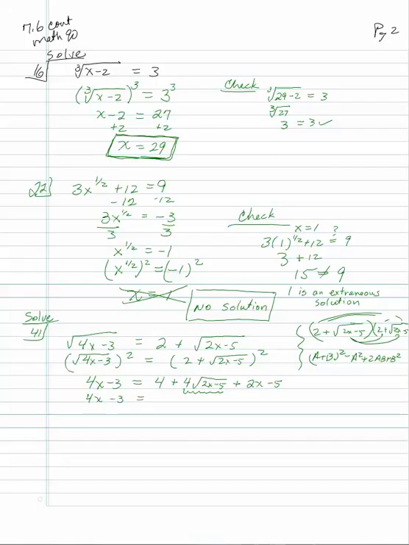So I'm going to get the 2x, 4 minus 5 is negative 1, plus 4 square root of 2x minus 5. I want to get the square root thing all by itself. So get all my x's on one side, the 1 on the other side. Minus 2 equals 4 square root of 2x minus 5.